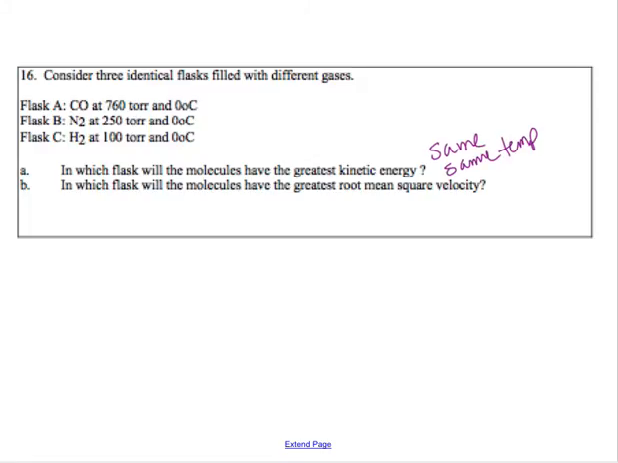And if you were answering this question on an exam, I'd want you to show that kinetic energy is equal to 3/2 RT and go, oh, they're the same temperature, therefore the kinetic energy is the same. Use those equations as proof.